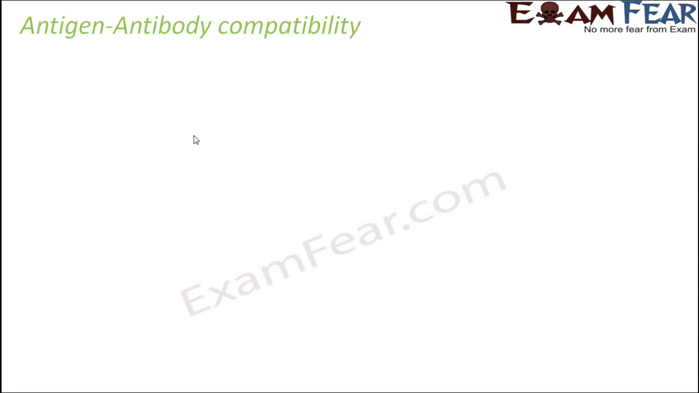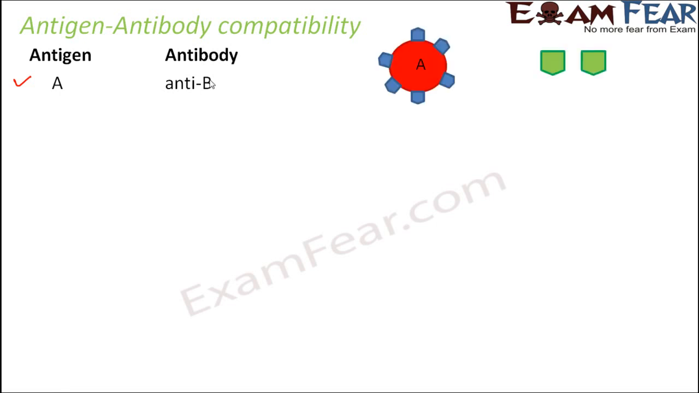So now we will talk about the antigen-antibody compatibility by considering the different blood groups. If you consider antigen A, antigen A is compatible with which antibody? Antibody B. That's because similar ones repel, that is, similar ones will destroy each other. So A will be compatible with antibody B. Here you can see this is antigen A, the blue antigens. They will be compatible with the green antibodies because they will not be able to attack them. They are of different types.